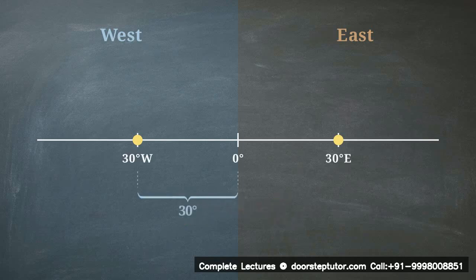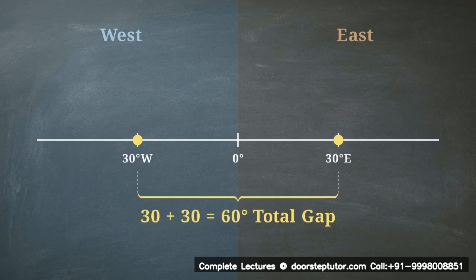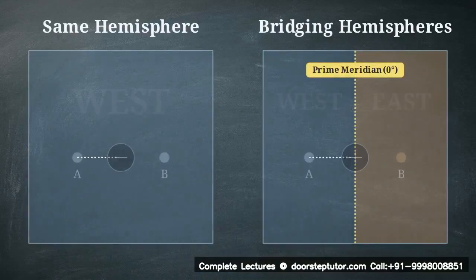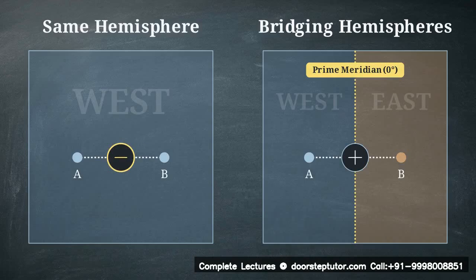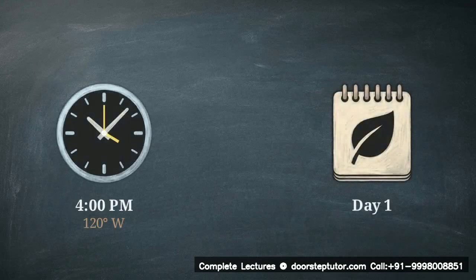To find the true gap when crossing 0 degrees, you must add the absolute values of the two coordinates. Adding 30 and 30 reveals the actual 60-degree difference. The rule remains consistent. Subtract if the locations are in the same hemisphere, but add them together whenever they bridge the prime meridian. Complex calculations often involve shifting days.